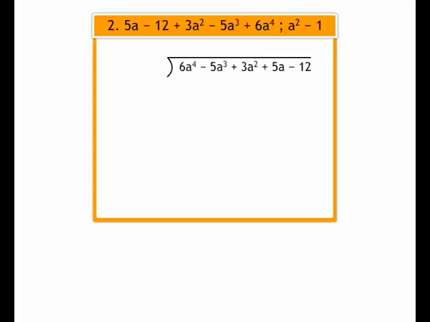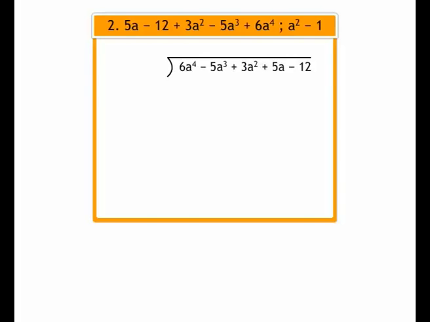2. 5a minus 12 plus 3a square minus 5a cube plus 6a raised to 4, divided by a square minus 1. As you can see that the dividend is not in a proper sequence of index, we have to first arrange it in a descending order, that is, from big to small, as explained earlier. Arrange the terms in descending order with the sign. Don't forget to shift the term with its sign. And hence our arranged dividend is 6a raised to 4 minus 5a cube plus 3a square plus 5a minus 12.